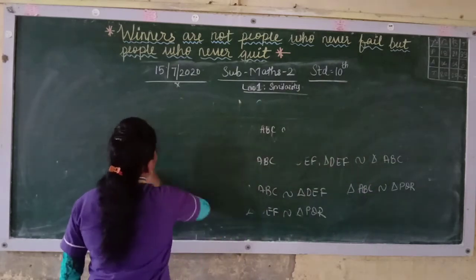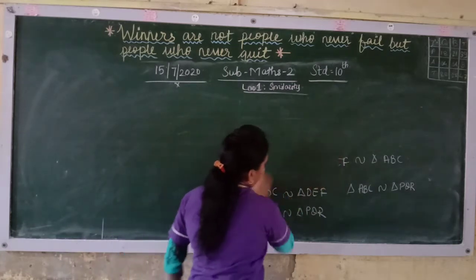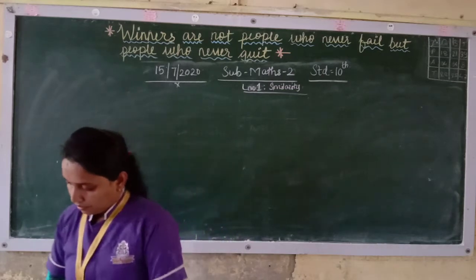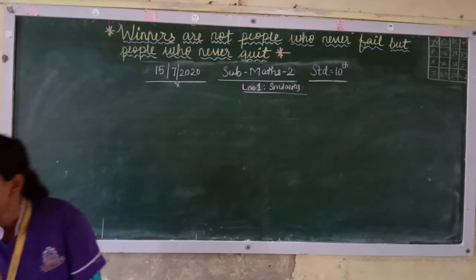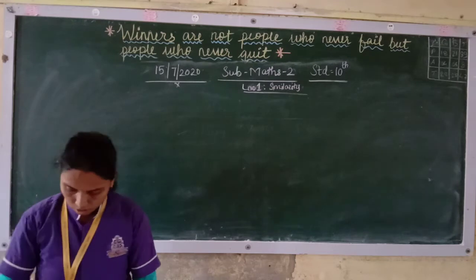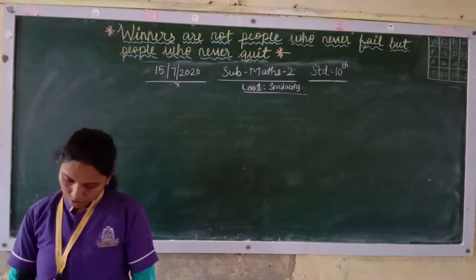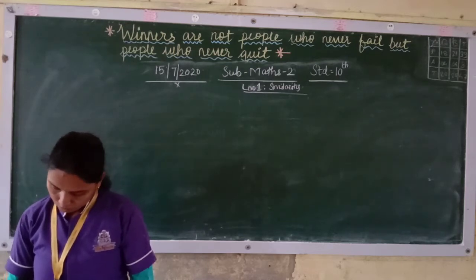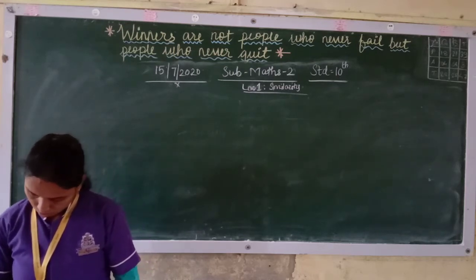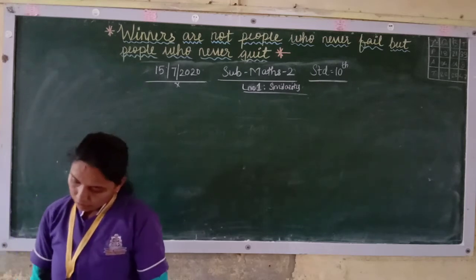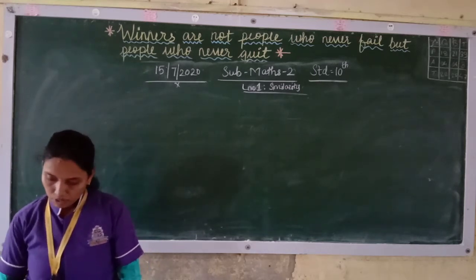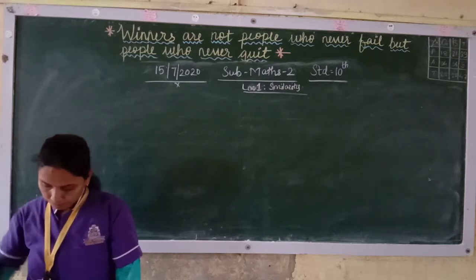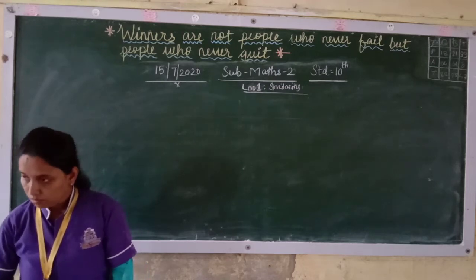Now we'll see further. Previously we had done practice set 1.2. See in practice set 1.2, the 11th sum, the 10th sum I had given for homework. Now we will do the 11th sum.